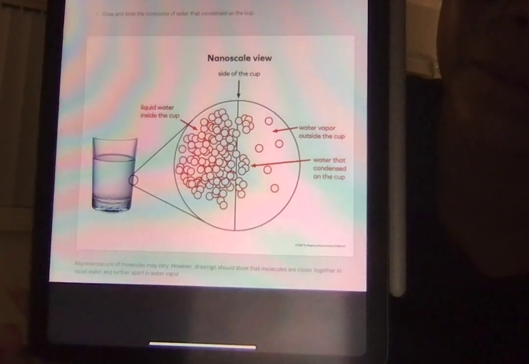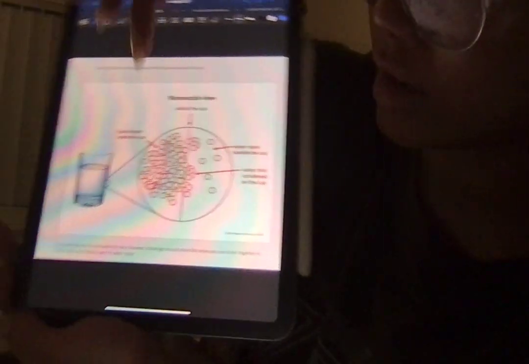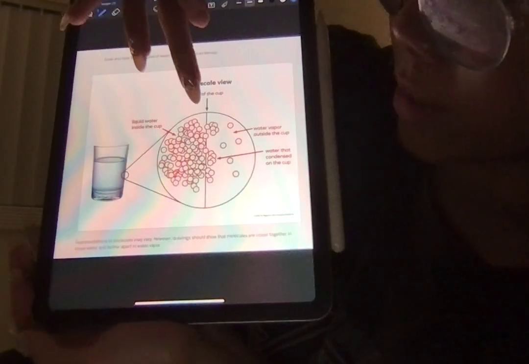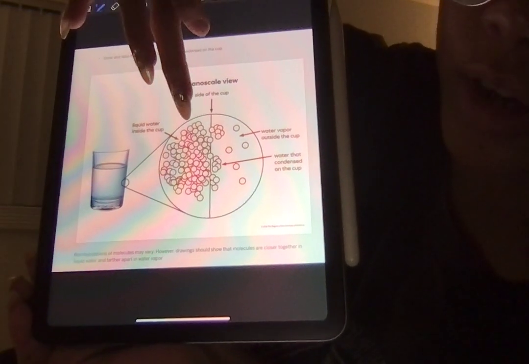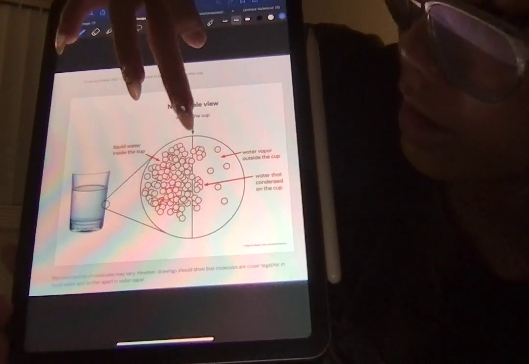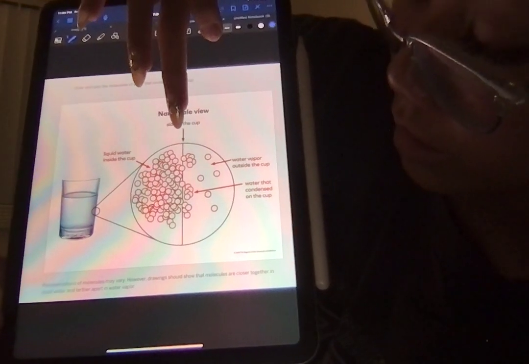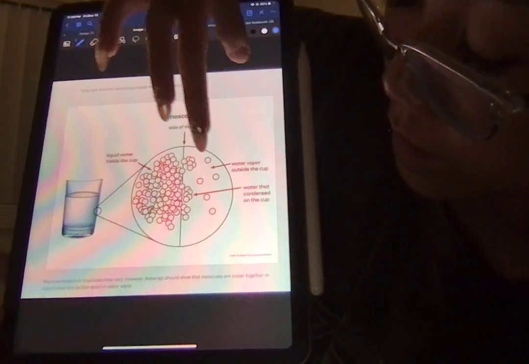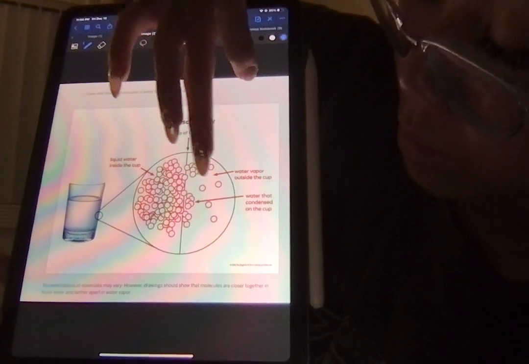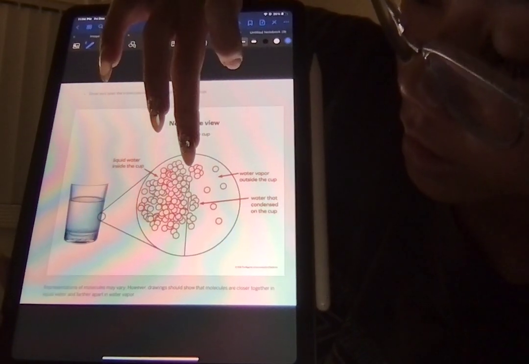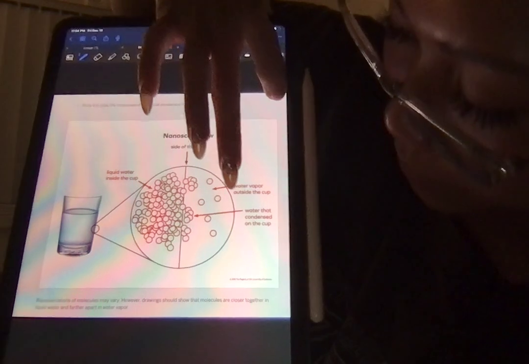And then as for the nanoscale view for the image on the side of the cup, this is what your image should look like. So here we have liquid water inside the cup. As you can see, the water is more condensed. And as that water evaporates, the water vapor outside the cup is more spread apart rather than stuck together.